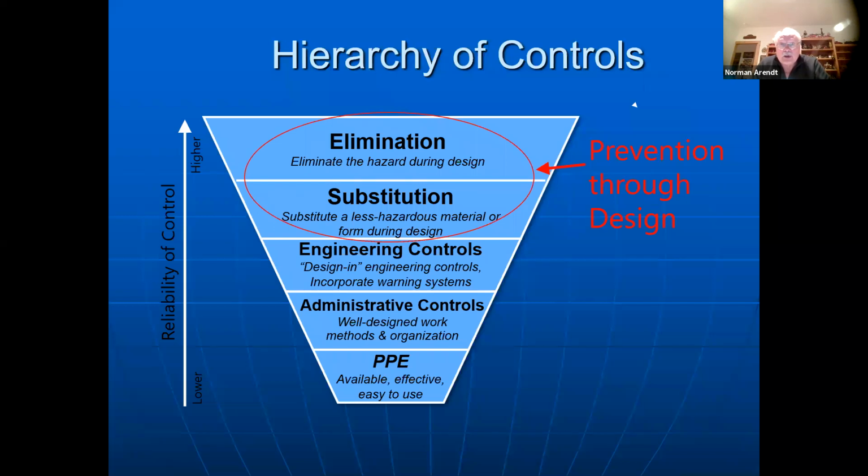When we look at it from a different perspective, this is a hierarchy of controls, the prevention through design, where we talk about eliminating the hazard or substituting something in, whether it's material or forms or processes, has to be specified right up front. Because once you get past this, you're getting into the design phase, and that becomes very difficult to change anything.